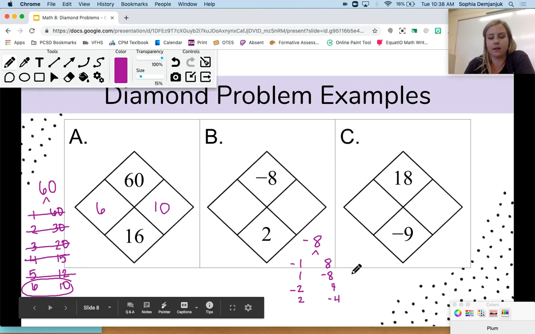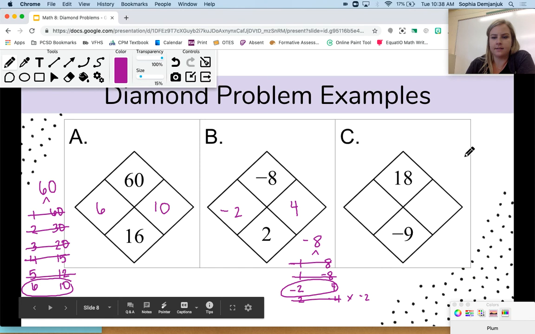So now I'm going to be looking at these, and I need to figure out which of these pairs adds up to 2. -1 and 8 adds up to 7. 1 and -8 adds up to -7. -2 and 4 does add up to +2. And make sure that you pick that pair and not the 2 and -4, because this one would have added up to -2, which is not the bottom of our diamond. So we get -2 and 4.